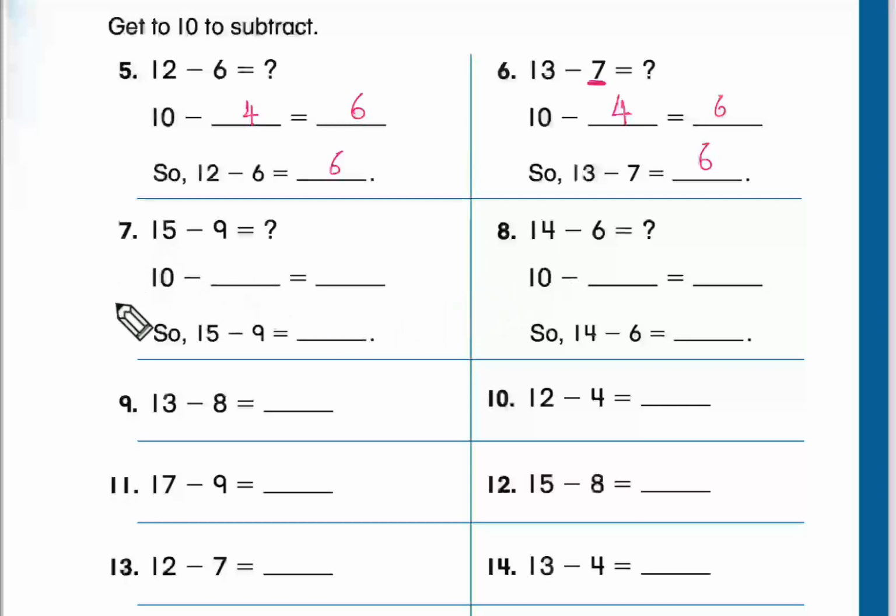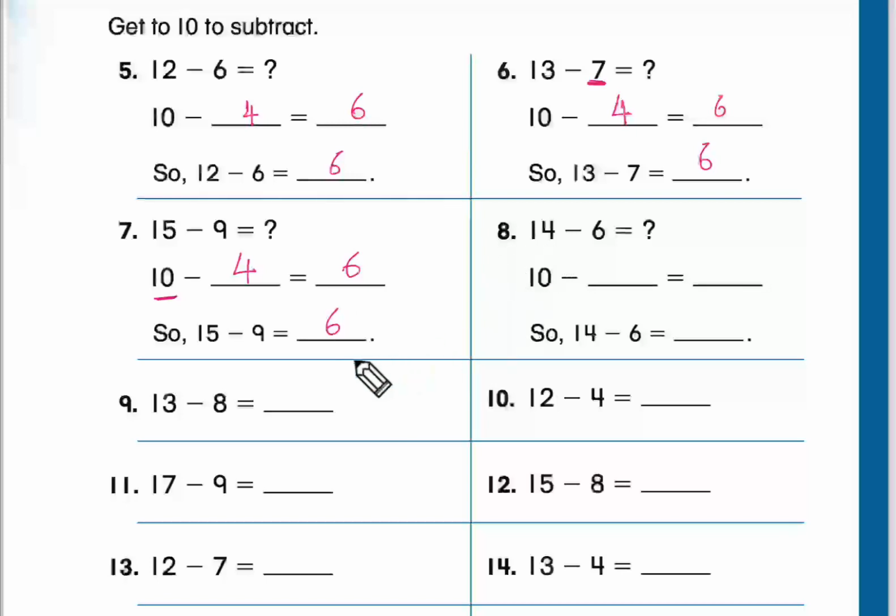Okay, here question 7. 15 minus 9. So we need to take away 5 from the 15. And 9 is 5 plus 4. So if we take away 5 from the 15 already, we need to subtract 4 more. Okay, let's write this. If we take already 5, so subtract 5 from 15 to make it 10. Then subtract another 4 to make it, yes, 10 minus 4 equals 6. So 15 minus 9 equals 6.